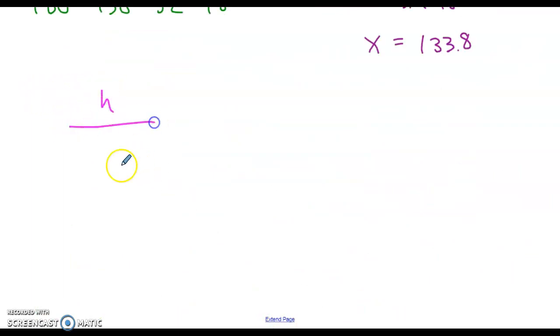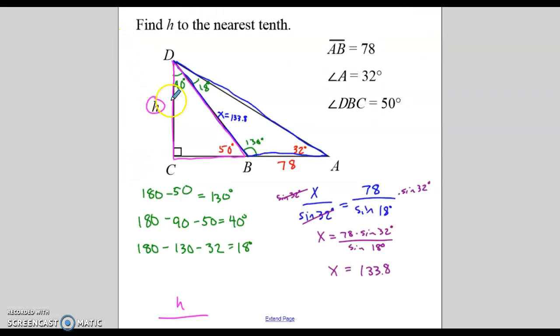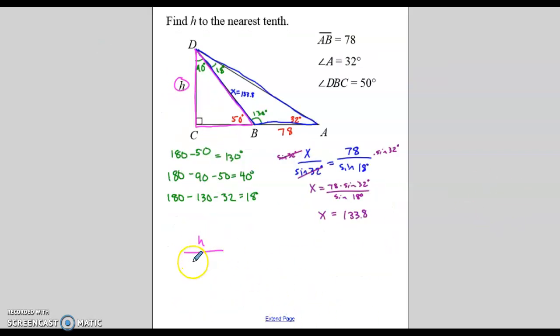I can say, okay, side length H divided by the angle opposite. Side length H is sine 50 degrees equals, and then I'm going to use the side length that I know, 133.8, over the sine of this angle right here that's opposite that 133.8, which is sine 90 degrees.